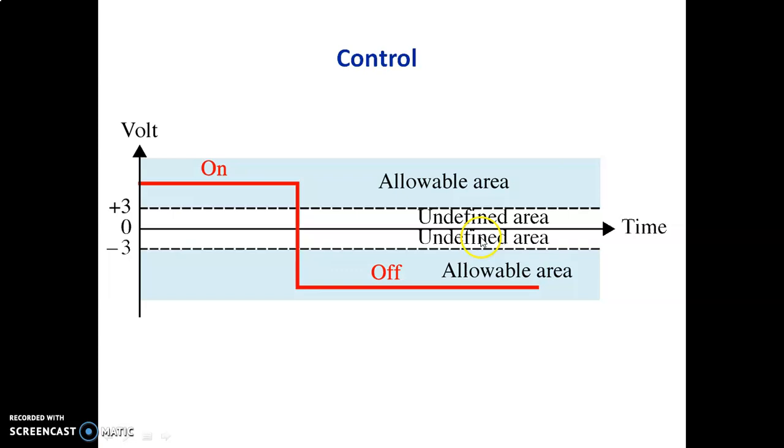Next, for control and timing, there are 25 pins. Only 4 pins will be used for data transmission, and the other pins will be used for control and timing. Any voltage of +3 and above will be considered as on, and -3 and below will be considered as off. For control and timing, the signal has only 2 states, on and off. A voltage of more than +3 will be considered as on, and less than -3 will be considered as off.